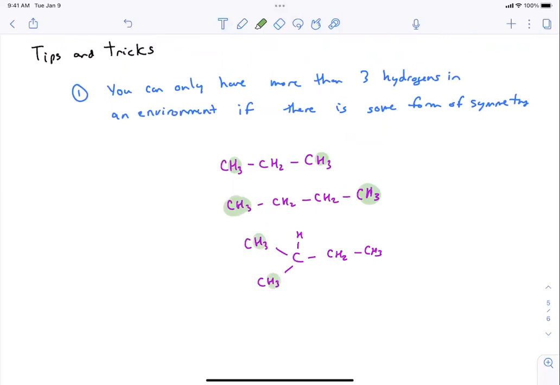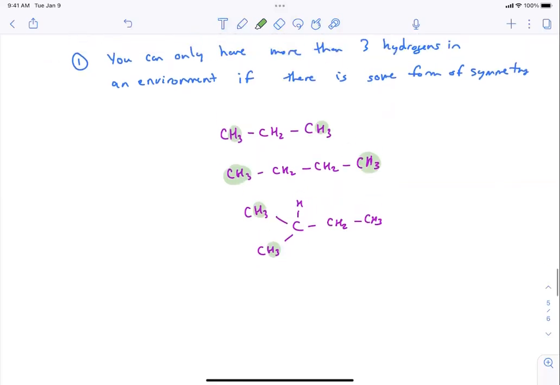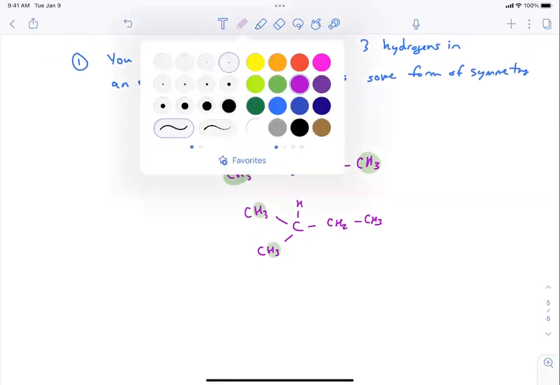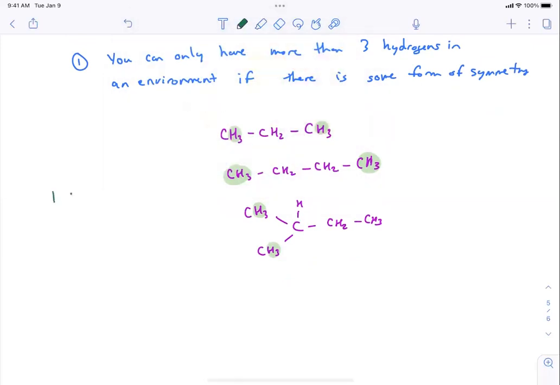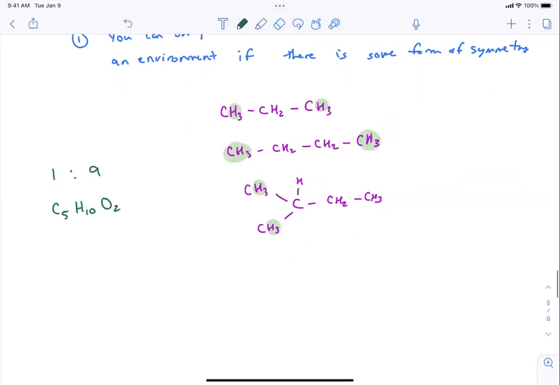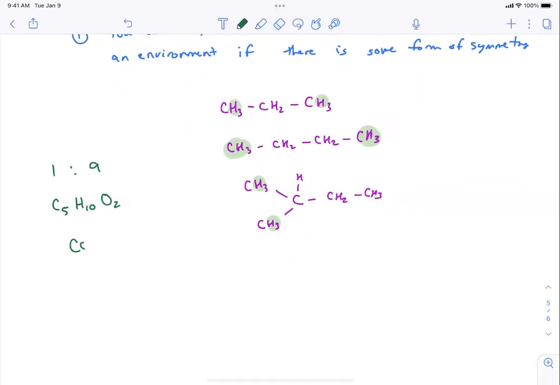Students were struggling trying to come up with that structure because they had a scenario where there were two environments, and one had one hydrogen and the other had nine. That nine should tell you something. I think they just told you C5H10O2. And based on previous knowledge, you knew you had a COOH somewhere.